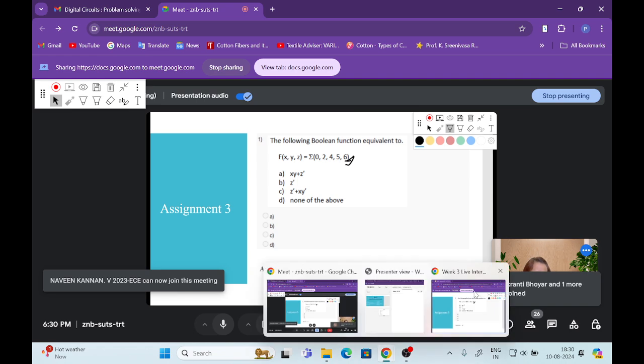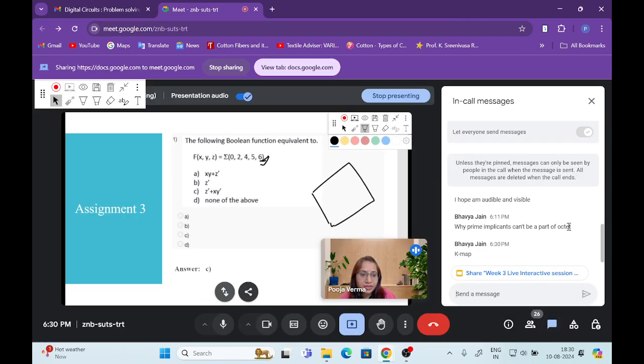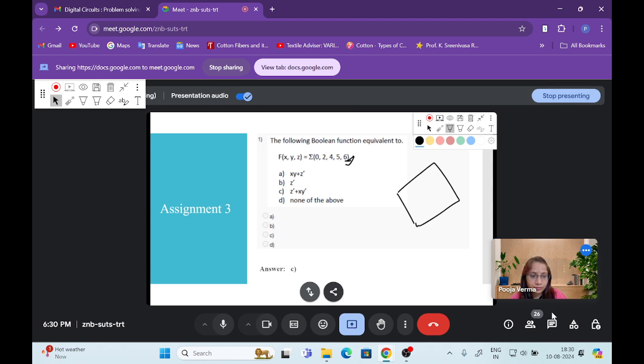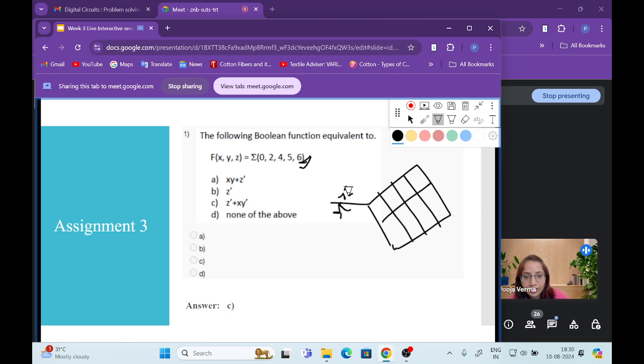Okay, can anyone solve this? How can we move forward, using the algebraic method or K-map? For solving using the K-map, it is a 3 variable function. So how many cells will there be? Yeah, correct, 8 cells. So it is x, y and z. It will be 0, 0, 0, 1, 1, 1, 1, 0. Here it is 0 and 1.